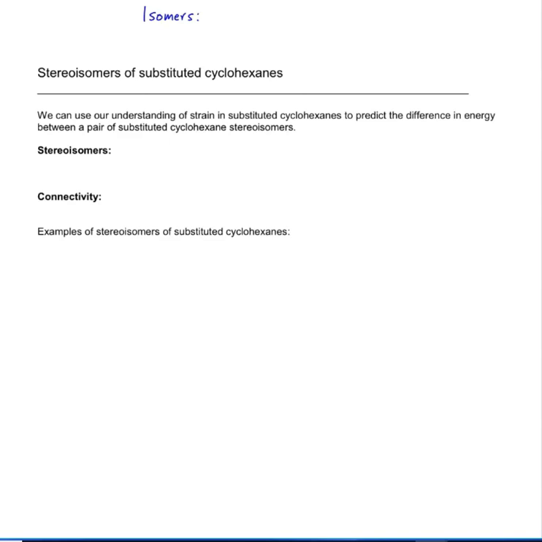If you have two or more molecules that are related to each other as isomers, remember that means that they have the same molecular formula. We've already seen constitutional isomers previously. Because they're isomers, they have the same molecular formula, but a different, what we would call, connectivity.